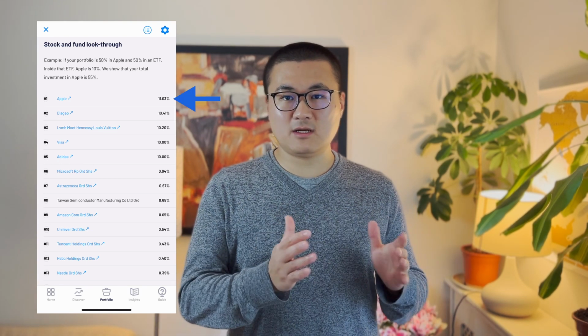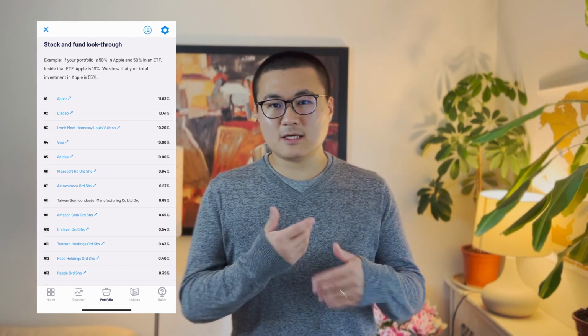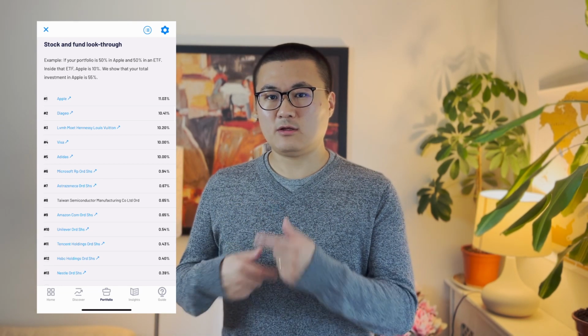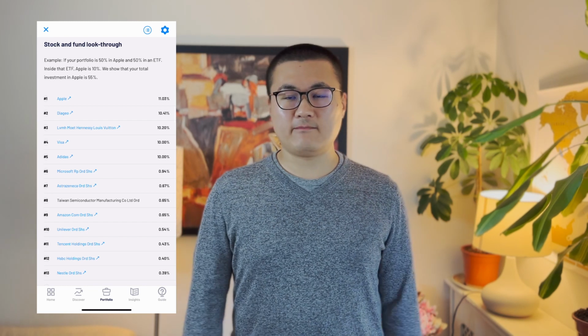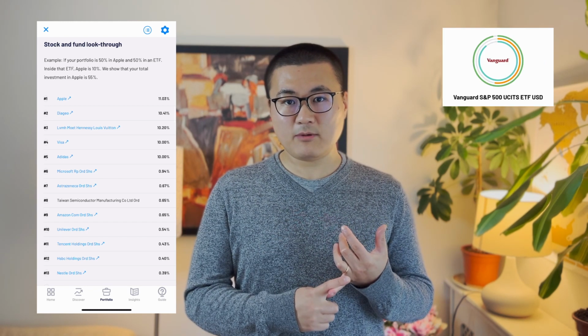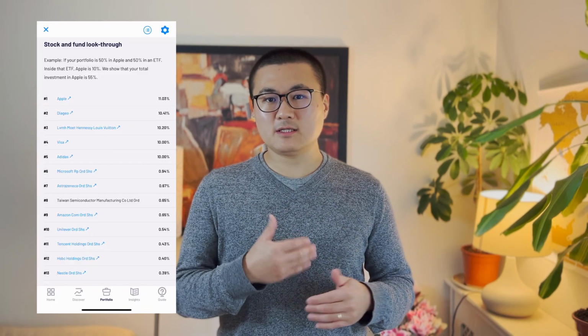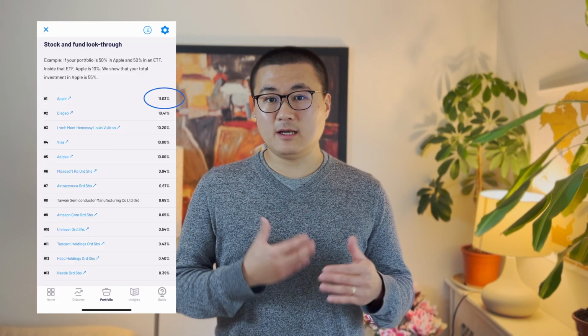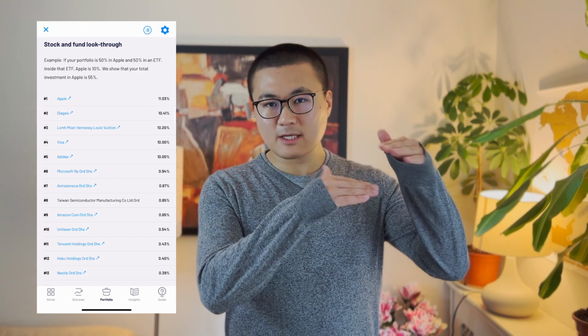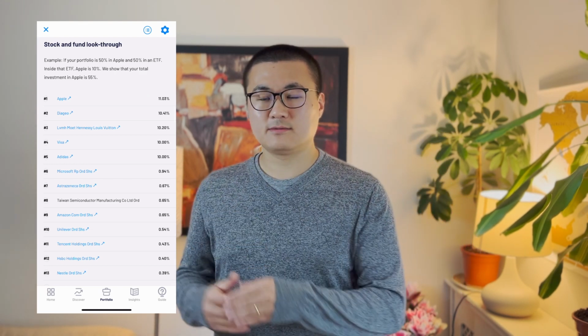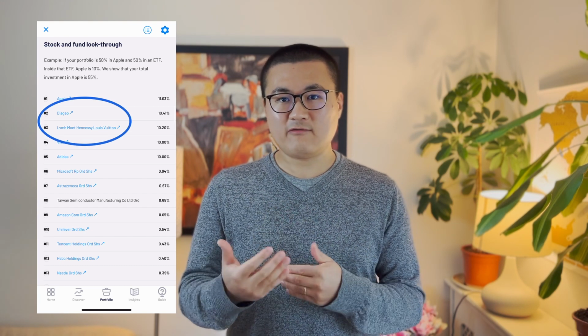You've already had 10% of this portfolio in Apple, and at the same time, Apple is also inside the top holdings of some of the ETFs you have. For example, the S&P 500 will have Apple in it, and the iShares MSCI World will also have Apple. We simply do the calculation, adding the 10% of Apple you have on the stock side, and also do the calculation on the fund side. We add them together, and that's why you see inside this portfolio, Apple is actually 11.3%. We do the same calculation for all the other stocks. The same applies to Diageo and VMware here.